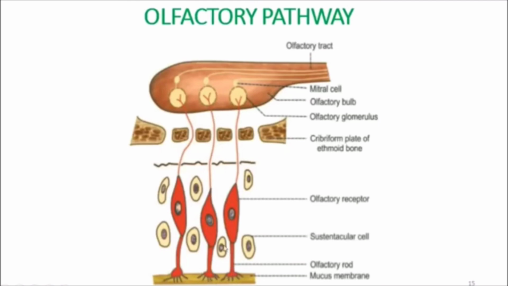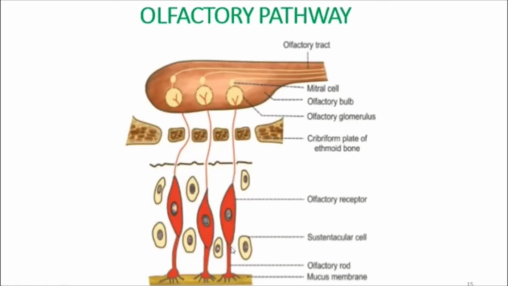The olfactory receptor cell is actually a bipolar neuron. The dendrite of the neuron is short, but the expanded end of the dendrite is called the olfactory rod. This is the olfactory rod. From the rod, about 10 to 12 cilia arise, and these cilia are non-myelinated and project to the surface of the mucous membrane.